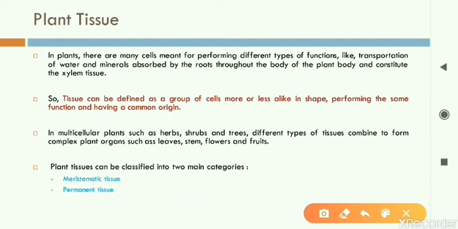But how is it going? Something should be involved there. Some different kind of cells should be there.